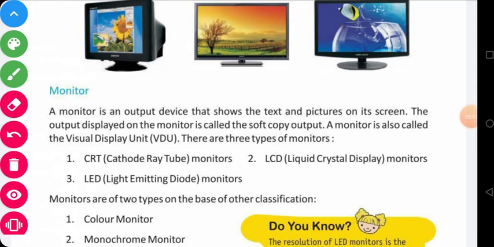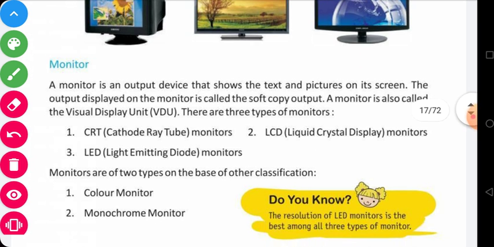What are the main functions of a monitor? It displays the output information, which is called soft copy, whereas the printed copy which comes from the printer is called hard copy of the information. Okay, a monitor is also called VDU, that is visual display unit, and there are three types of monitor that generally come.